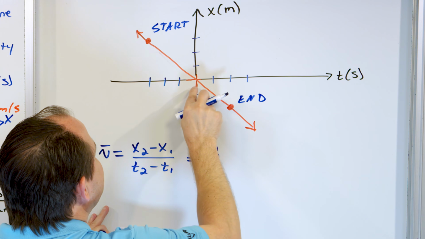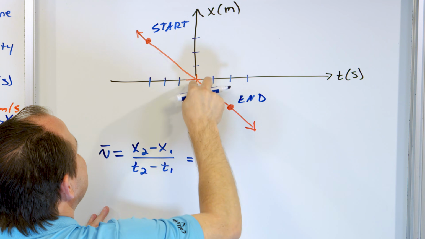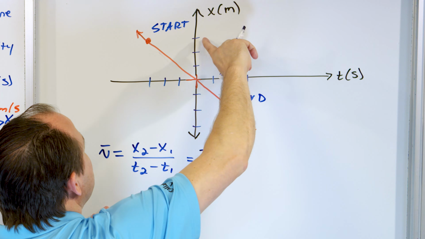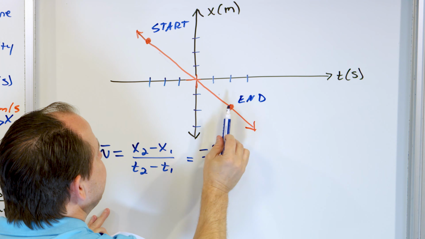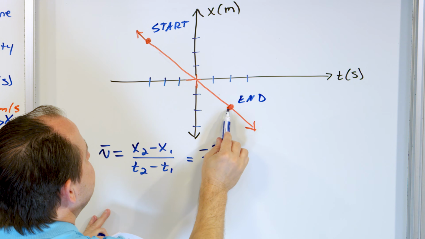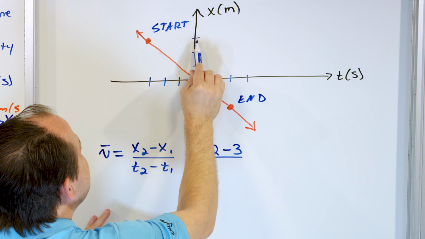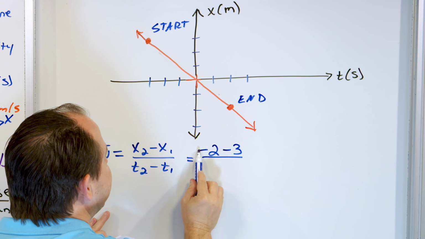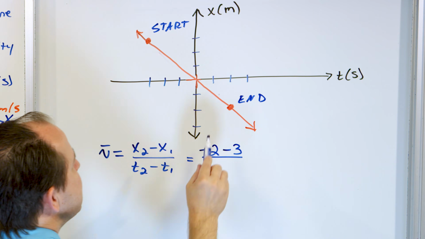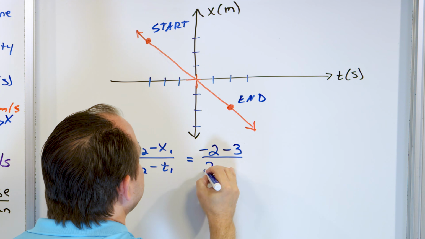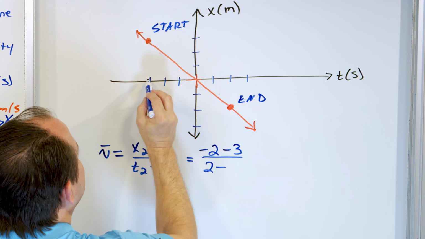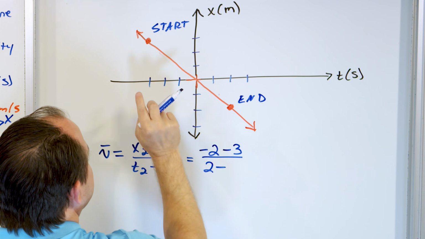What is the initial position? That's way over here at x equals +3. So the final position was -2, the initial position was +3, so -2 minus 3. Now the final time is 2 seconds. And the initial time is way over here: -3 seconds right here.